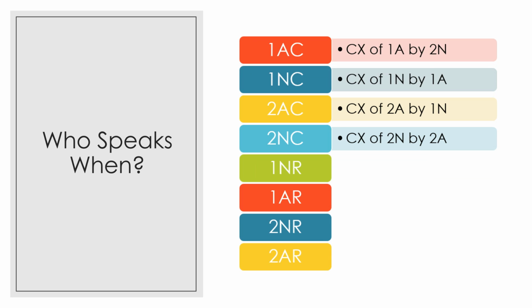The first affirmative speaker gets up and gives a constructive speech. Then they are cross-examined by the second negative speaker. Then the first negative speaker gives a constructive speech, followed by a cross-examination by the first affirmative speaker. Then the second affirmative constructive, cross-examination, second negative constructive, cross-examination, and then we see a switch.